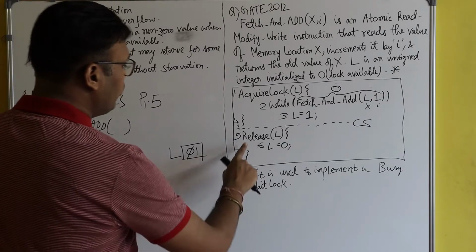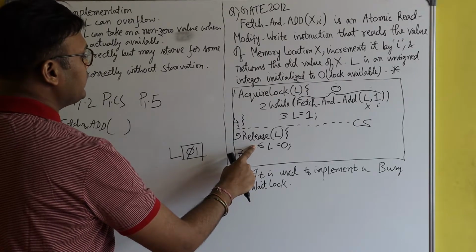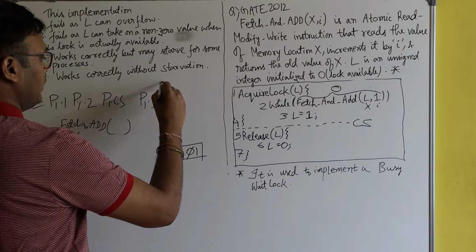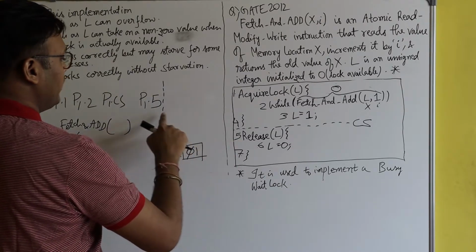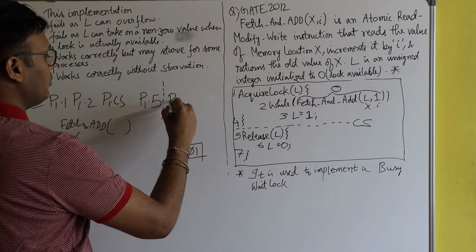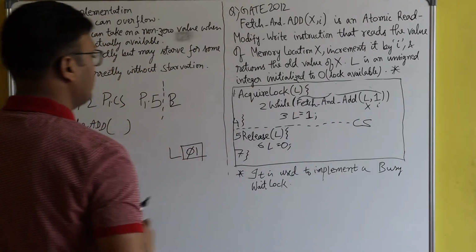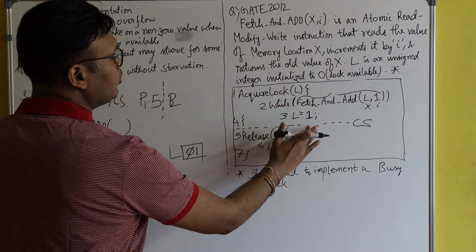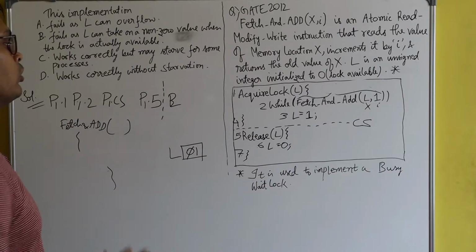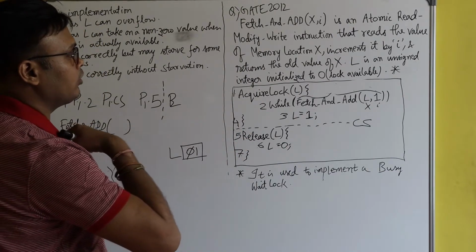So now, before P1 could execute line number 6, suppose preemption happened. Okay, at this point, after line number 5, preemption happened. So now the CPU is given to process P2. So now process P2 will also try to enter into the critical section. Okay, so let's see whether process P2 will be able to enter inside the critical section or not.